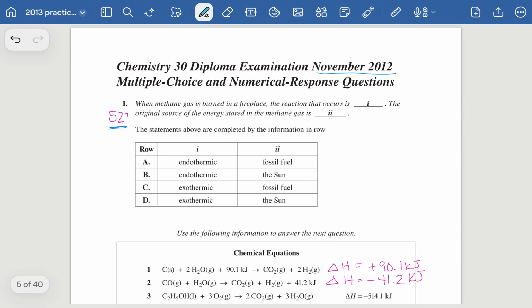So this first one is talking about methane gas burning in a fireplace, and then asking what type of reaction occurs. So if methane is burning, it's going to release heat. So it's going to be an exothermic reaction. And then it's asking about the original source of energy. And we want to know that the original source is always going to be the sun. So even though you might be tempted to pick something else, original, always the sun.